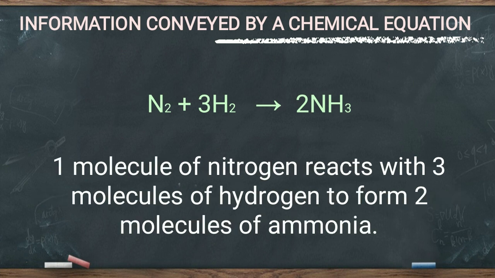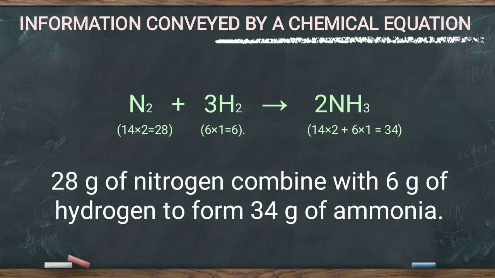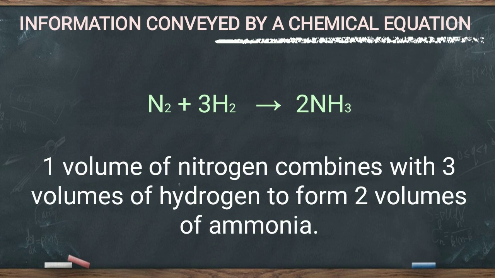This chemical equation also represents the number of molecules of reactants and products. Here, 1 molecule of nitrogen reacts with 3 molecules of hydrogen to form 2 molecules of ammonia. The number or coefficient written before a molecular formula represents the number of molecules. From the molecular formula, we can know about the molecular mass of the substance. So it is also clear here that 28 grams of nitrogen combine with 6 grams of hydrogen to form 34 grams of ammonia. From the coefficients in front of the formulae of the reactants and products, it is also clear that 1 volume of nitrogen combines with 3 volumes of hydrogen to form 2 volumes of ammonia.